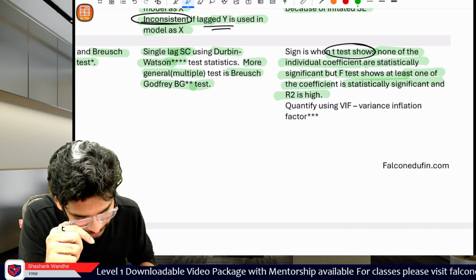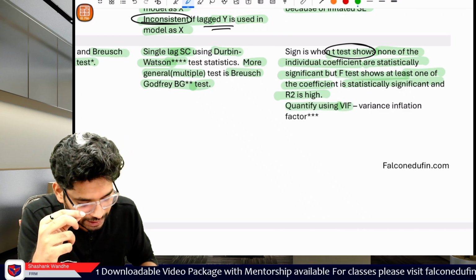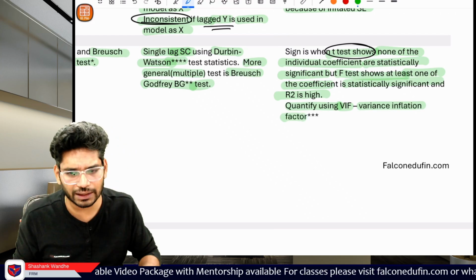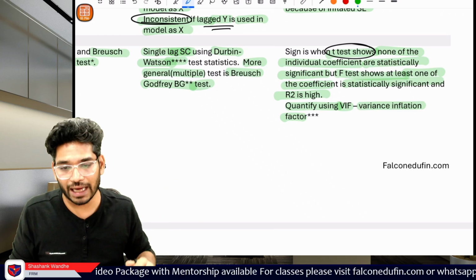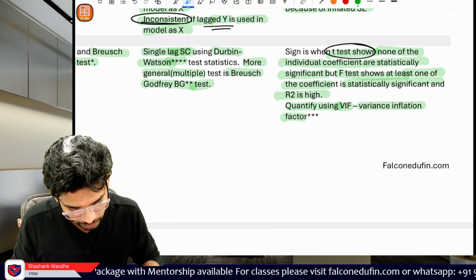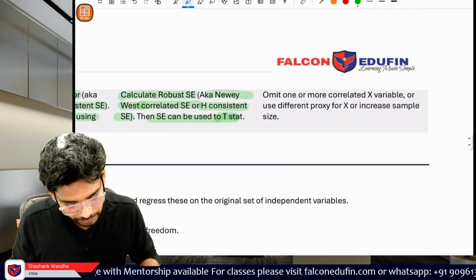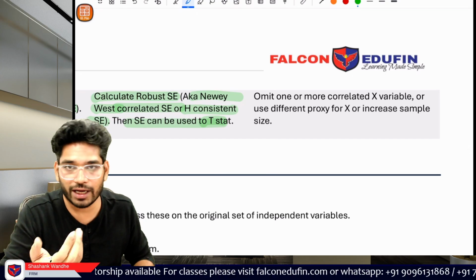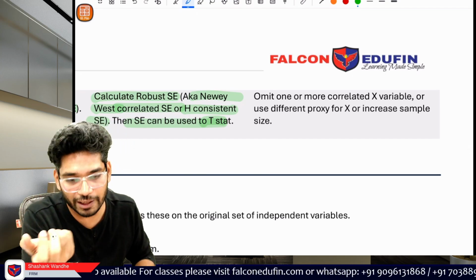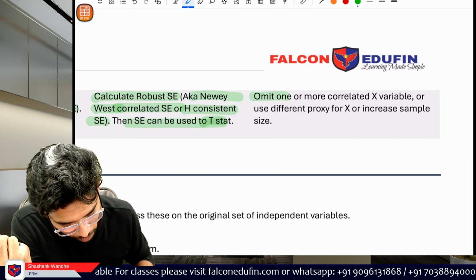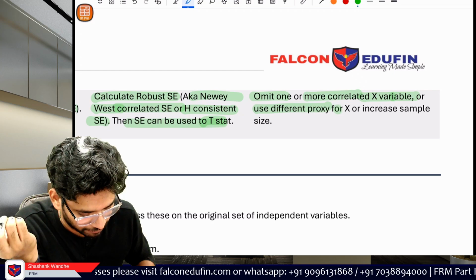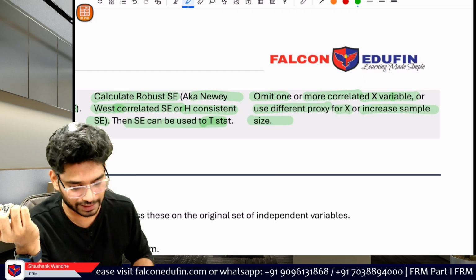The second method is quantifying using the VIF. VIF stands for the variance inflation factor, which we will discuss later. We will discuss GB, GP, VIF, Durbin-Watson, everything later. Okay, then how to correct this? Correcting is very simple. Identify your highly correlated independent variable, omit it. Omit one or more correlated x variables, or use different proxies for x, or increase the sample size.